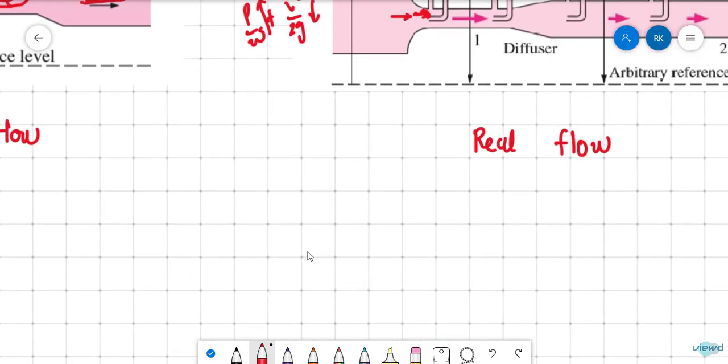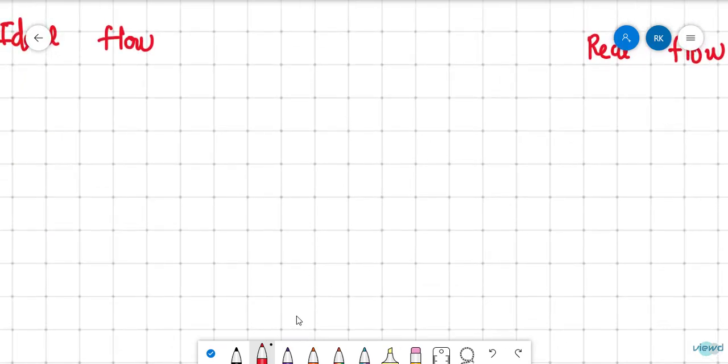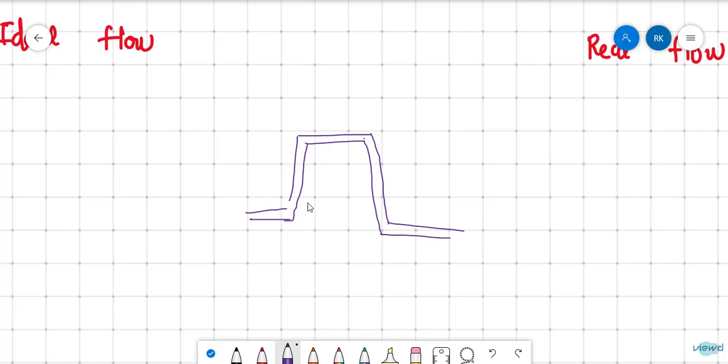And so how are this hydraulic gradient line and total energy line useful? So I am drawing a hydraulic gradient line and total energy line here. So this is along the pipe, and these are the hydraulic gradient line and total energy line. This is the hydraulic gradient line, this is the total energy line, or you can say energy gradient line.